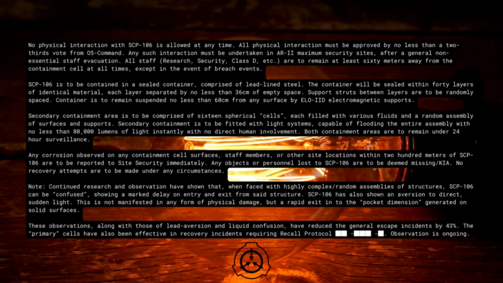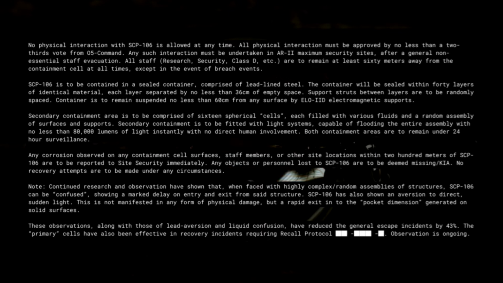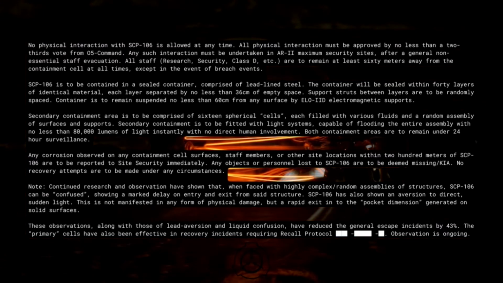After a general, non-essential staff evacuation, all staff, research, security, Class D, etc. are to remain at least 60 meters away from the containment cell at all times, except in the event of breach events.